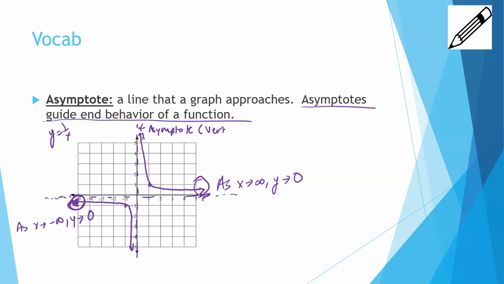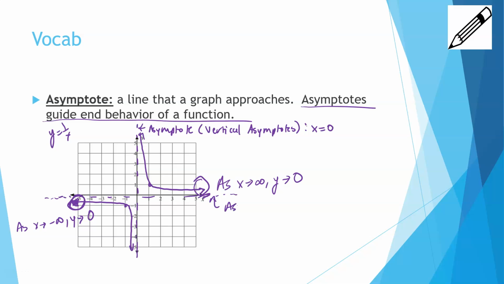Specifically, it's going to be a vertical asymptote. And asymptotes are vertical or horizontal lines, so they need to be equations of lines. So this is a vertical line at x equals 0. Okay, so don't just say 0. It's actually x equals 0.